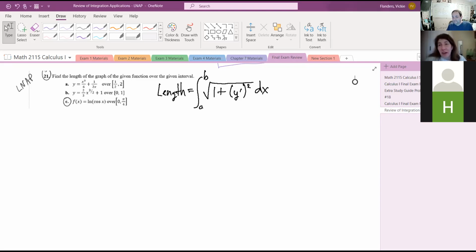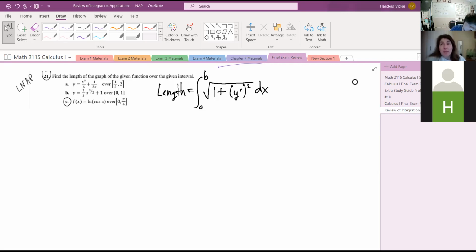We're going to work it all the way out because it does say find the length. The only problem with that, Vicki, is that it's very easy to get elliptic integrals from these that have no closed form. So hopefully this is not one of those. No, it's not. We're not going to give them anything like that.